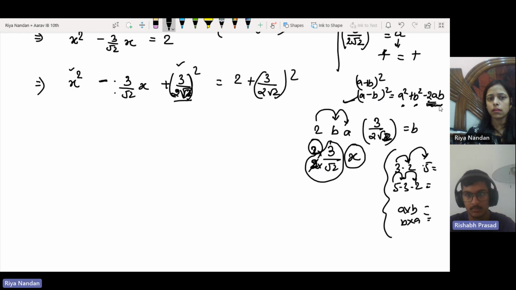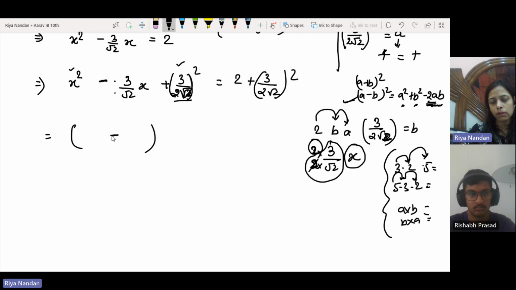Correct? So what would be the formula? What would be the formula with the negative sign, square, and now you have to write it down A and B. What is A here? X. What is B here? 3 upon 2 root 2. Very good. This is the answer.